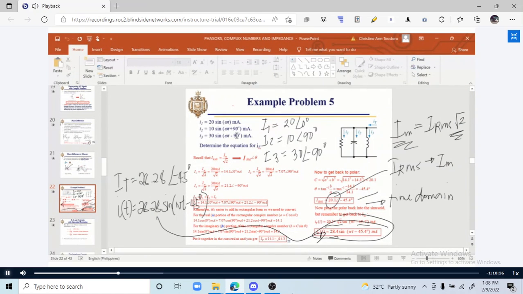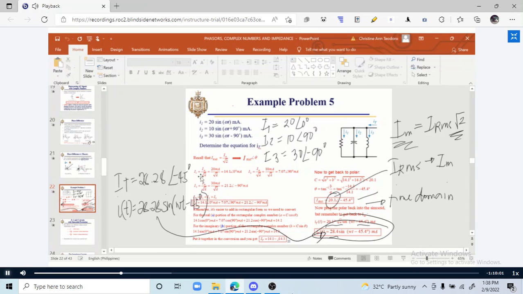So how can we convert IM to IRMS? We should divide it by square root of 2. Correct. So, we recall that IRMS is equal to IM over square root of 2 so that we can at least identify the phasor equivalent or the frequency equivalent of these three currents.